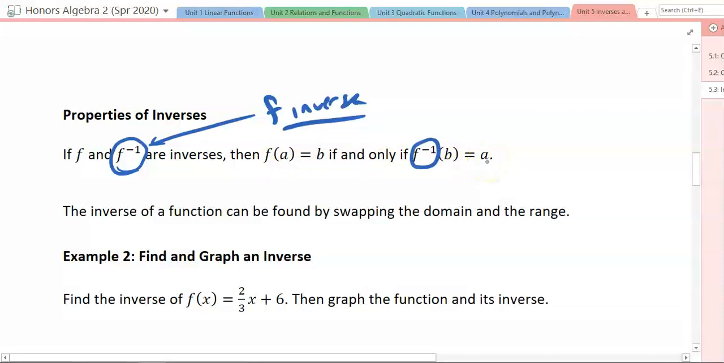So again, we see this switch of the x and y values. Now, the inverse of the function can be found by swapping the domain and range. That's exactly what we did in the first example with those ordered pairs.